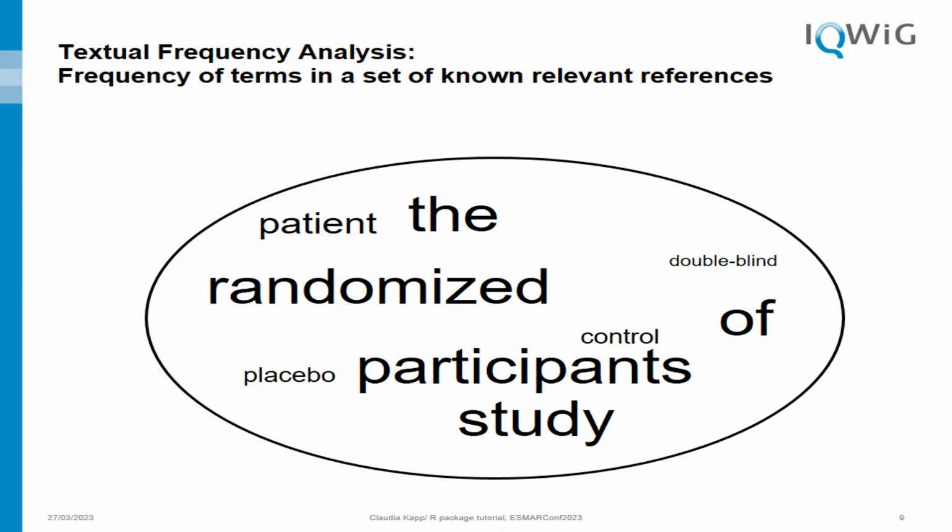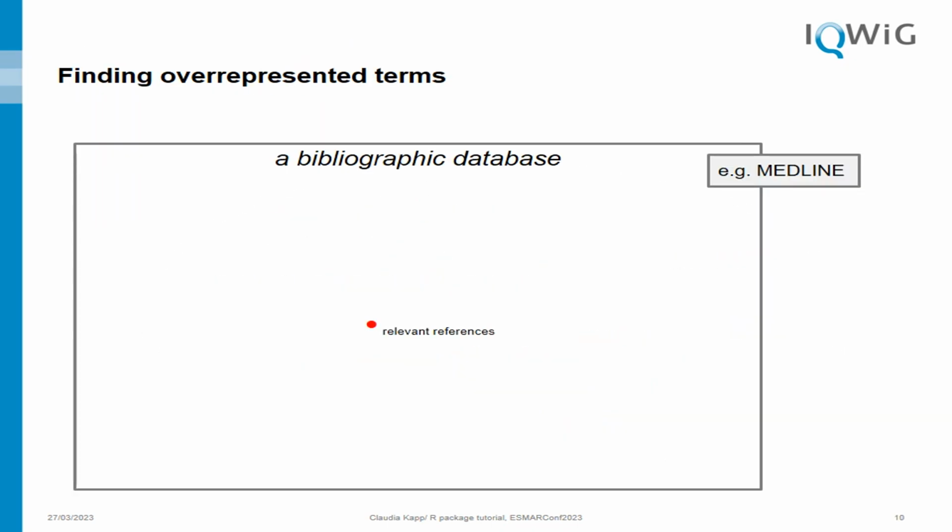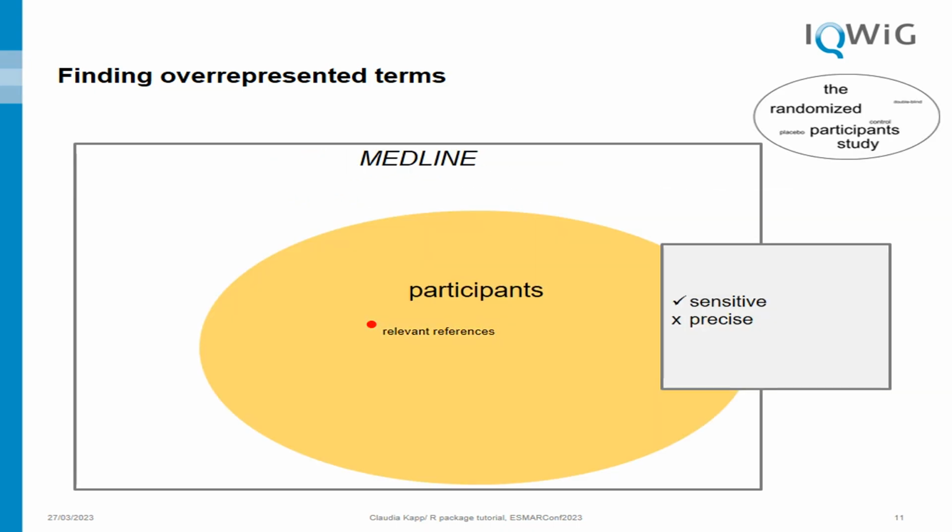And here's why. Imagine that we want to search for studies in PubMed. In this simplified example, all our relevant references are indexed here. So let's check the terms from our example frequency analysis as search terms in PubMed.